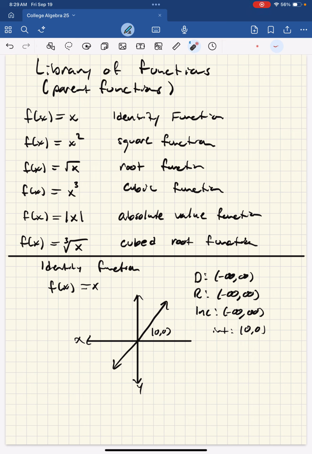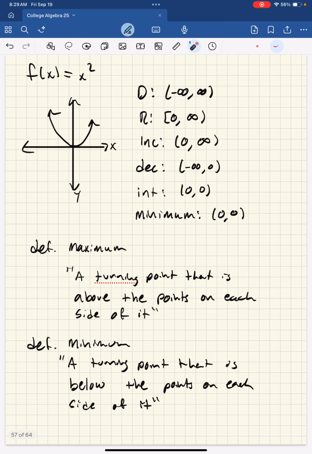So then we have a library of functions. We call these parent functions. We've got 6 basic functions here that we're going to learn about: identity function, square function, root function, cubic function, absolute value function, and cubed root function. The identity function here at the bottom of the page, domain, range, increasing, and the intercept. Then on this page, we've got x squared: domain, range, increasing, decreasing, intercept, and then the minimum.